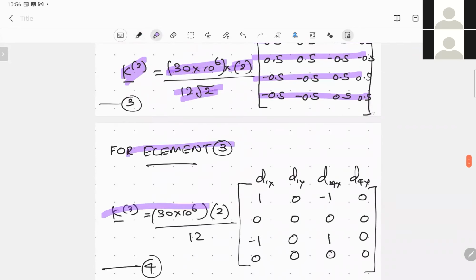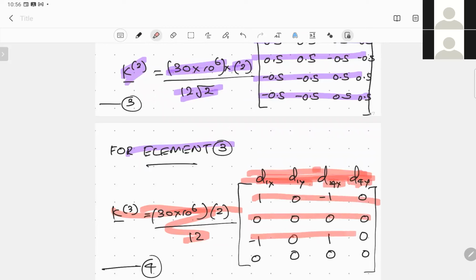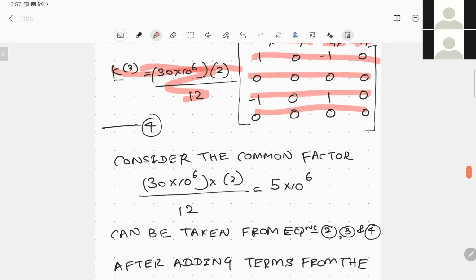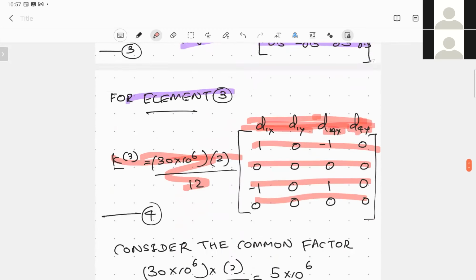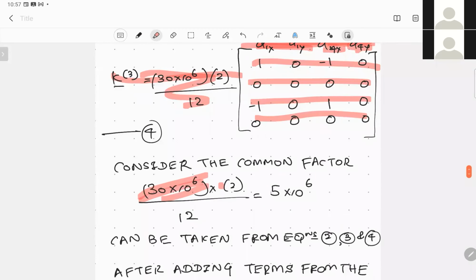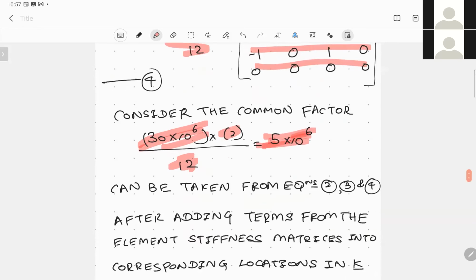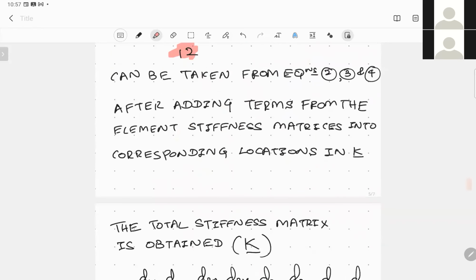Similarly, for element 3, you can construct the stiffness matrix. The corresponding nodal displacements are d1x, d1y, d4x, and d4y, and this is the matrix once you substitute the corresponding values from the table. Now let's try to find a common factor. We can see that the modulus of elasticity, the cross-sectional area, and the length can be taken out as a common factor from all the elements before we construct the total global stiffness matrix.